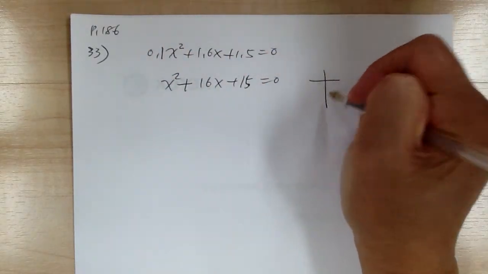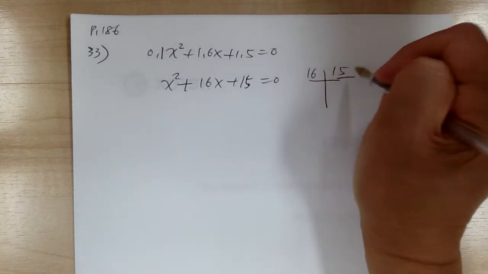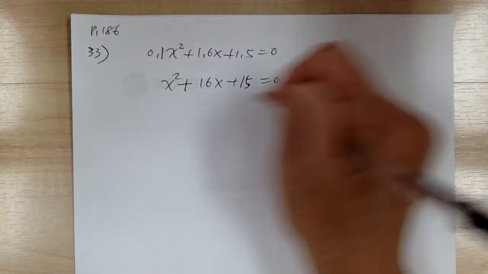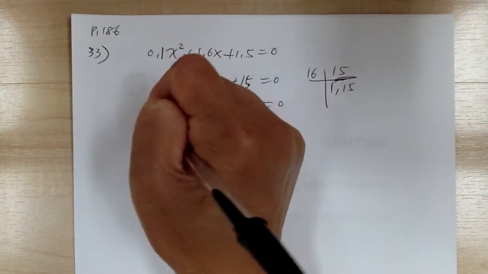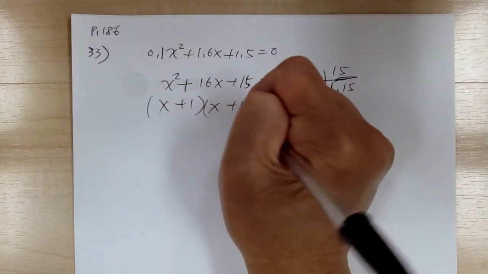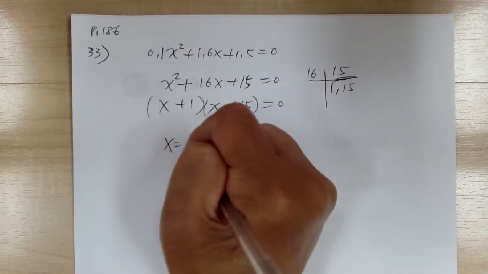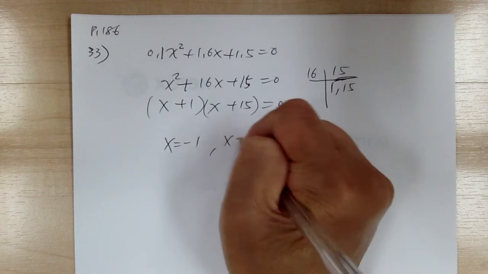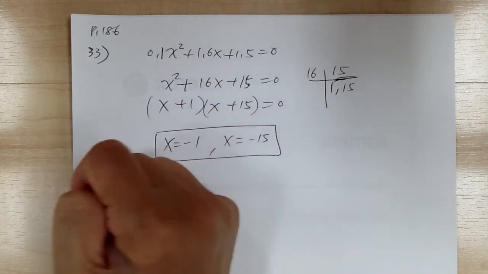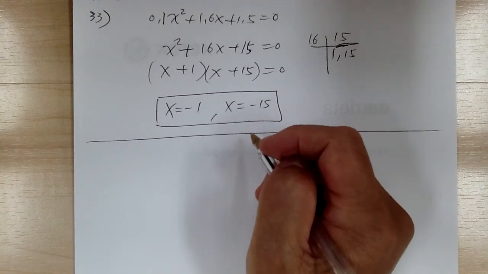And after that, you can do the factoring. So it'll be 1 comma 15. Okay, so you're going to get x, and whatever you see is whatever you put down. So from here, you're going to get x equal to negative 1, and you got x equal to negative 15. Okay, let's go to 35.